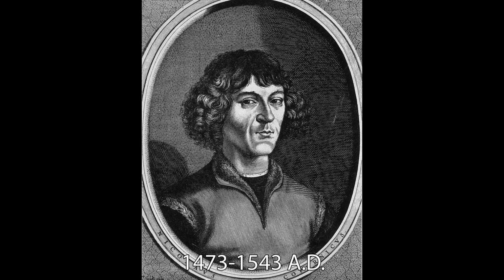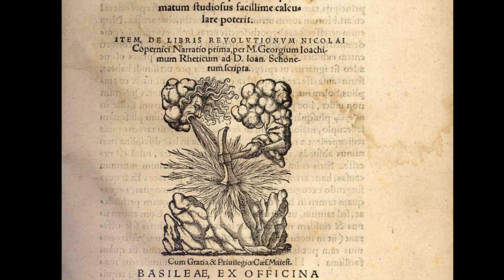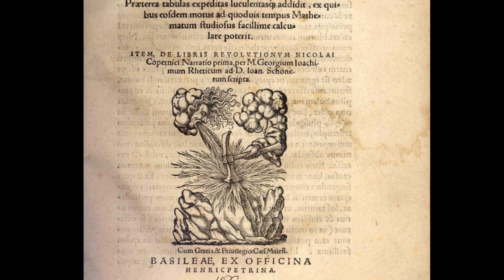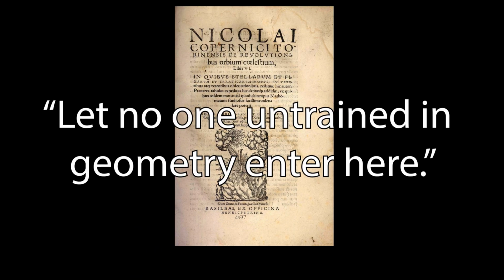Nicolaus Copernicus published his work on the heliocentric theory of planetary motion in the year 1543, shortly before his death in the same year due to fear of persecution. This work argued that the Sun is at the center of the universe, not the Earth. The picture on screen now is a figure he included in his work, showing Earth, or Terra, as the third heavenly sphere from orbiting the Sun. He even included a cute picture of the Moon. A full translation of his work can be found here. But be warned, the title page reads, "Let no one untrained in geometry enter here."